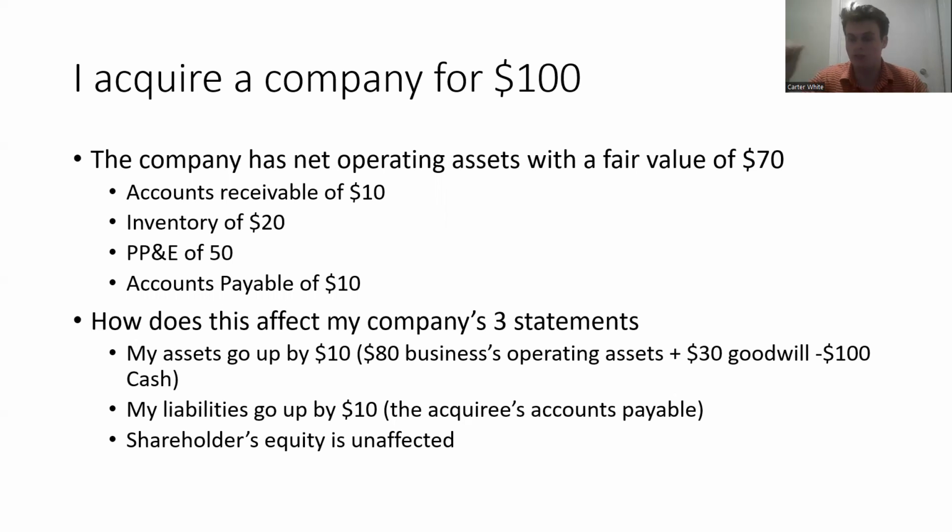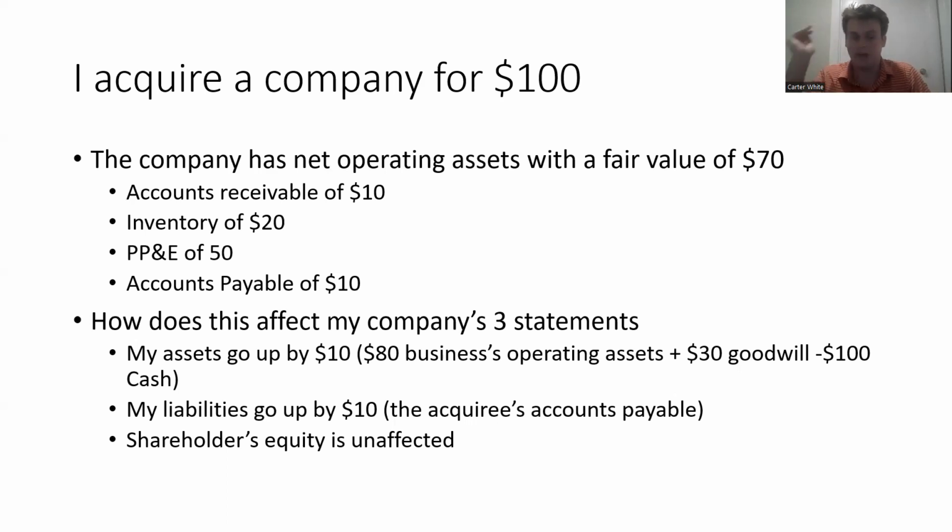Right, I'm paying $100 in cash for something only worth $70. So what would happen is my assets would go up by $10. I'm acquiring $80 of assets, and then there's $30 of goodwill to fill in this plug. $170 of net operating assets, the $30 fills in that plug. So it's going to be 80 plus the 30 of goodwill minus the $100 in cash, and then plus the liabilities. But the liabilities will go up by 10.